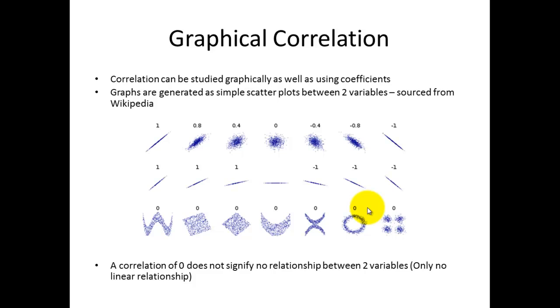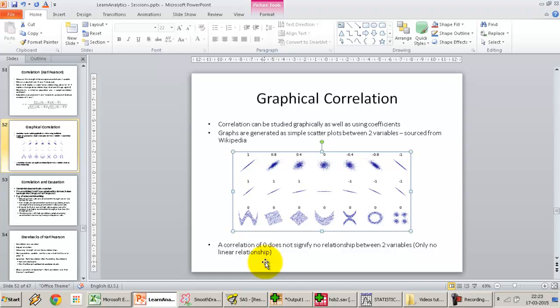One very important fact that we must keep in mind is that if a correlation comes out 0 or close to 0, it does not signify that there is no relationship between two variables. It only signifies there is no linear relationship between two variables. I'm going to show you an example of this.